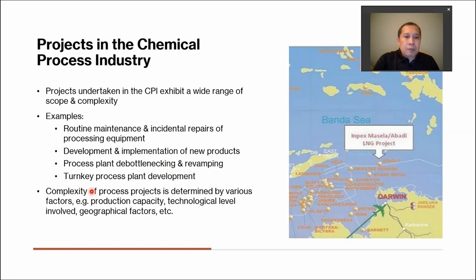And the complexity of a process project is determined by various factors. For example, the production capacity of the plant, the technological level involved in the plant, and geographical factors such as what you see on the right hand side here. This is the Abadi LNG project, Abadi Masela gas field, which I'm sure you have read about in the media. The geographical challenges of this project are actually quite enormous.